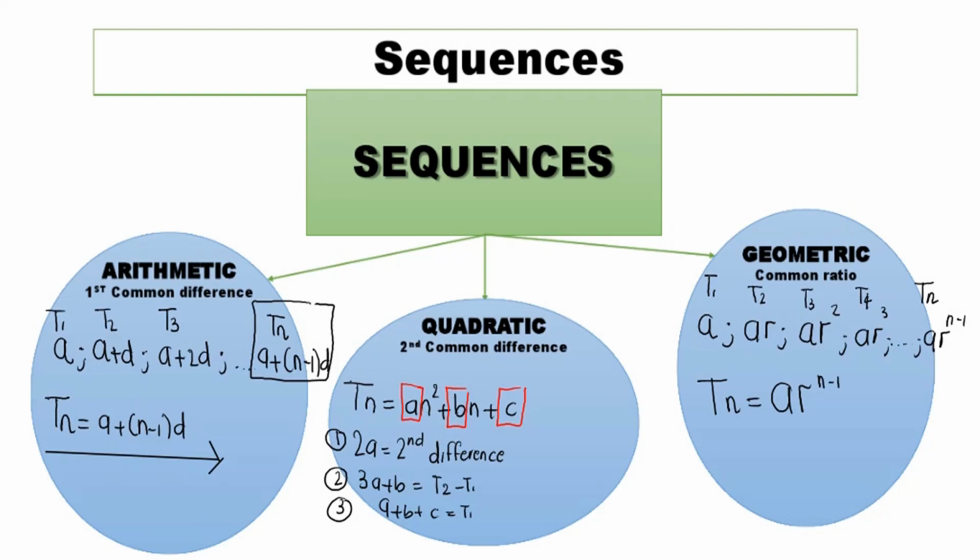Let us also just get clarity on what all these variables mean. For your arithmetic sequence, your A is your first term or your T1.